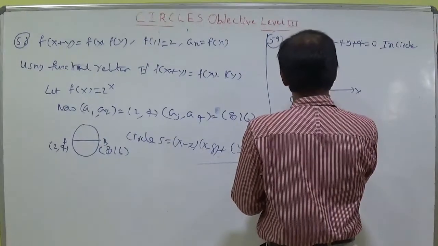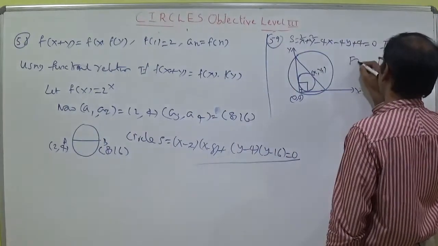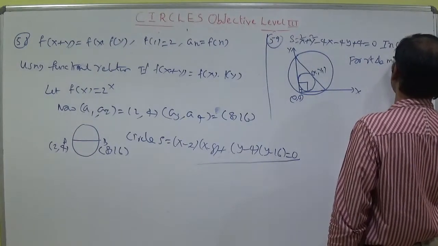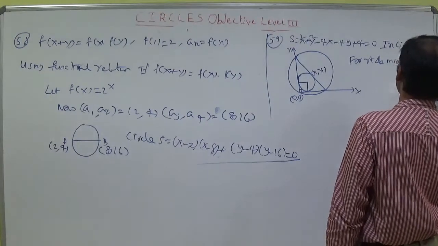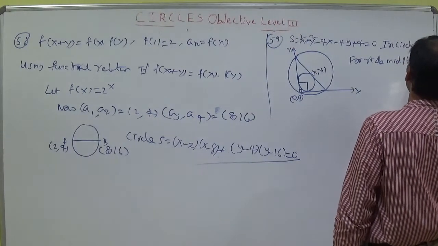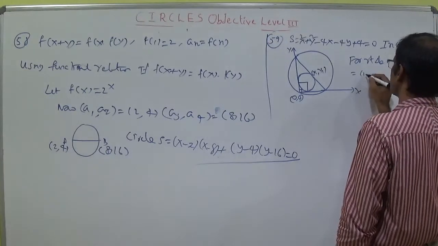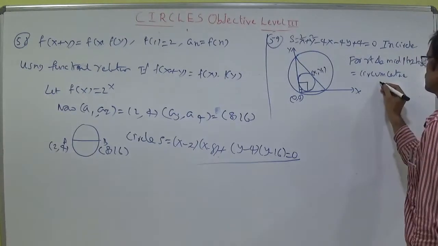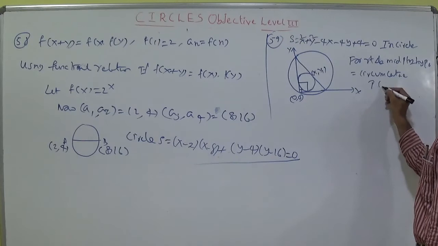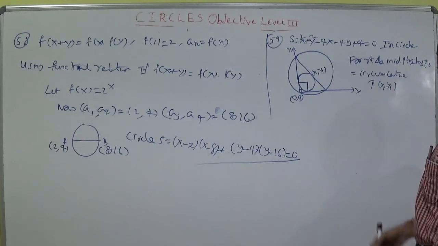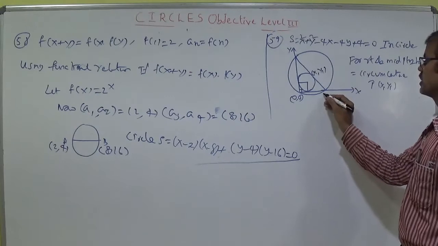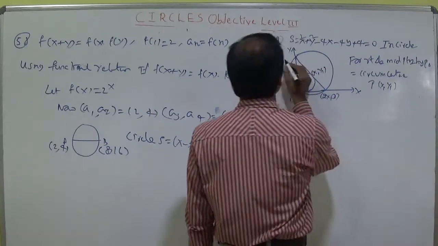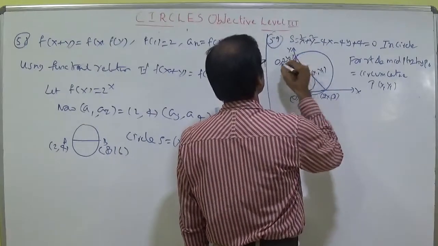For a right angle triangle, the midpoint of the hypotenuse is equal to the circumcenter. So put the point P as (x1, y1), or M (x1, y1). Whenever it is a midpoint, you can say this is (2x1, 0) and this is (0, 2y1).